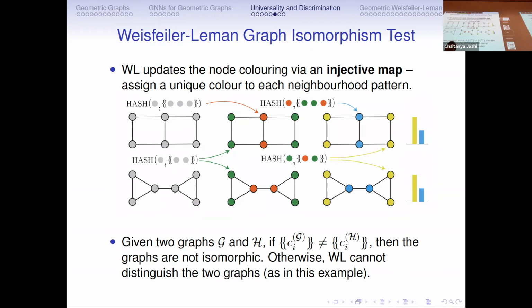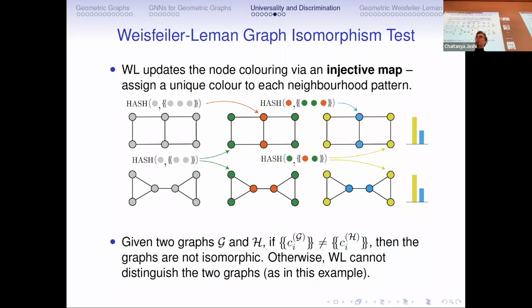It has a limitation that when it terminates, it can either tell you it's isomorphic or it cannot decide. So it's not a full-fledged solution to the graph isomorphism problem, which is an NP hard problem. But it goes a certain way.